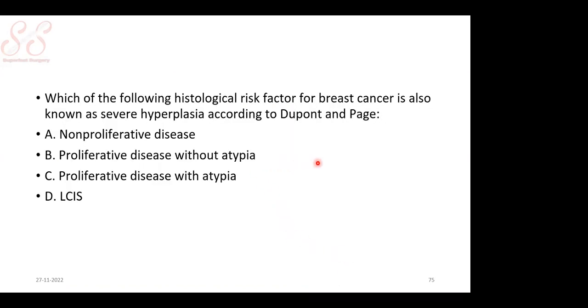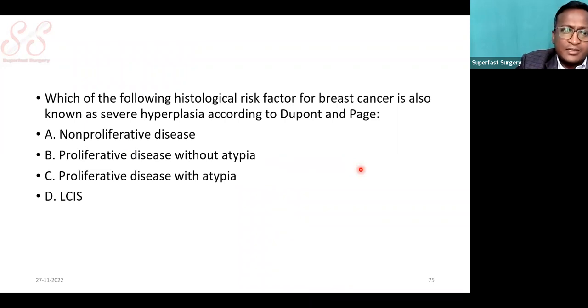So which of the following histological risk factors for breast cancer is also known as severe hyperplasia according to the DuPont and Page classification? Severe hyperplasia: with atypia, without atypia, non-proliferative disease, LCIS.